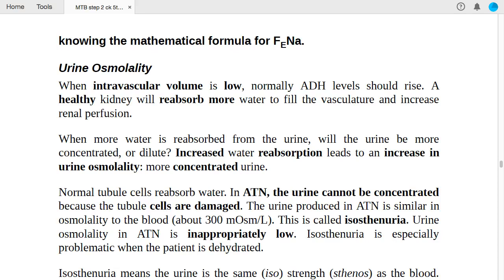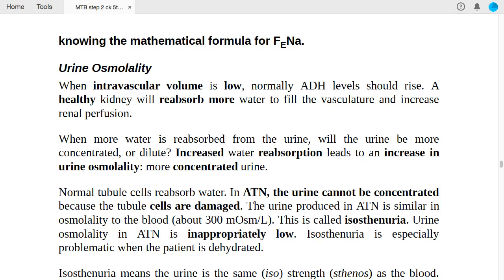All right. So see, urine osmolality: when intravascular volume is low, normally ADH levels should rise, because the main function of ADH is antidiuresis and increasing the blood volume. So a healthy kidney will reabsorb more water to fill the vasculature and increase renal perfusion. That's a function of the normal kidney.